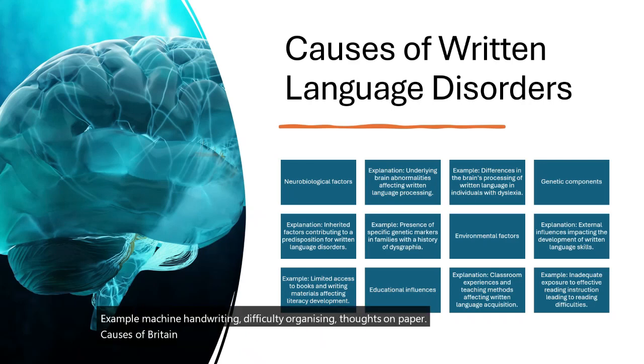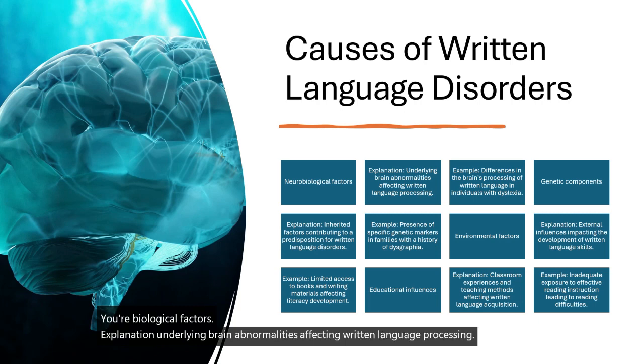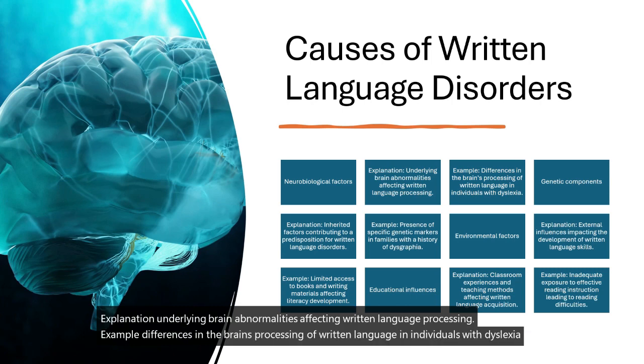Causes of written language disorders. Neurobiological factors. Explanation: underlying brain abnormalities affecting written language processing. Example: differences in the brain's processing of written language in individuals with dyslexia.